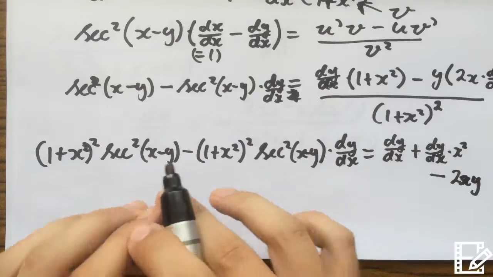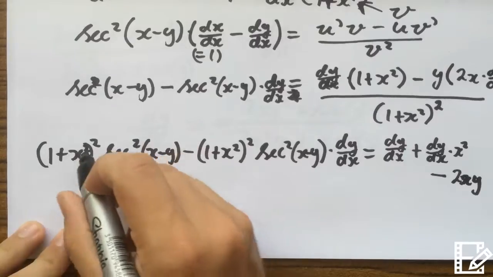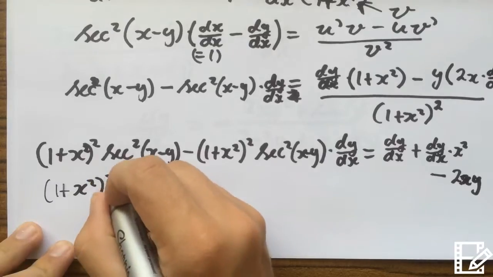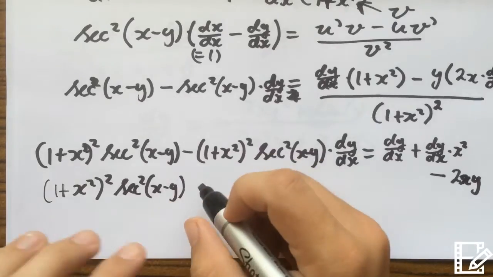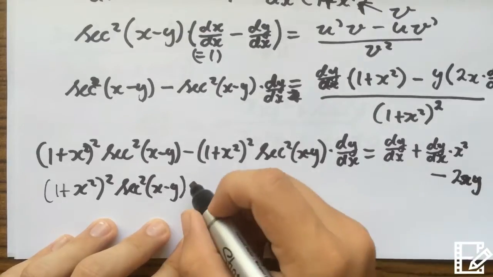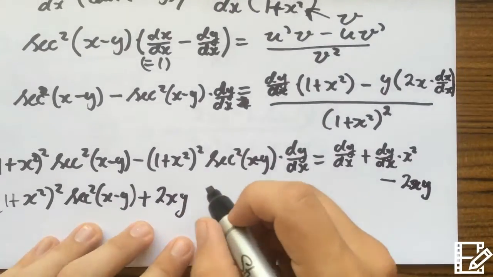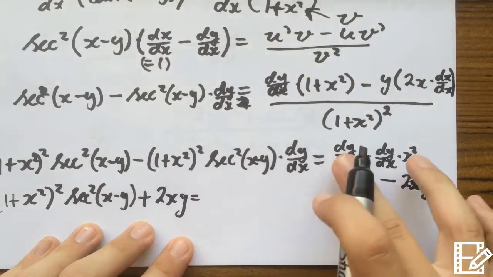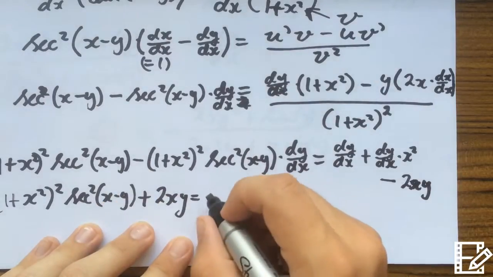Well, we've got to get all the dy dx multiples on one side and all the others on the other. So this is multiplied by dy dx, so this stays (1 plus x squared) all squared sec squared x minus y, and this is the only thing left that isn't multiplied by dy dx, and we bring it over, which will turn that negative into a positive, 2xy, which will equal, we're going to bring this one over because this is multiplied by dy dx, and because it's a negative on this side, if we bring it over, we'll make it a positive.